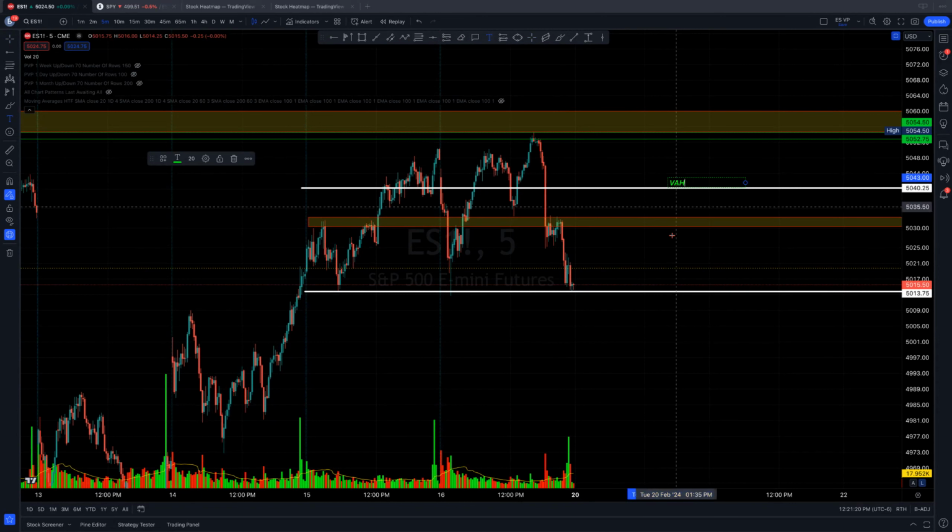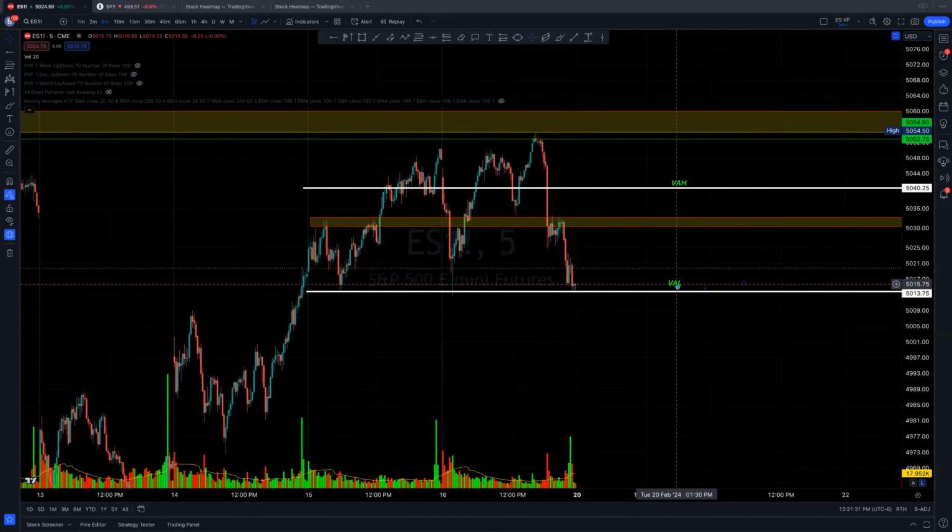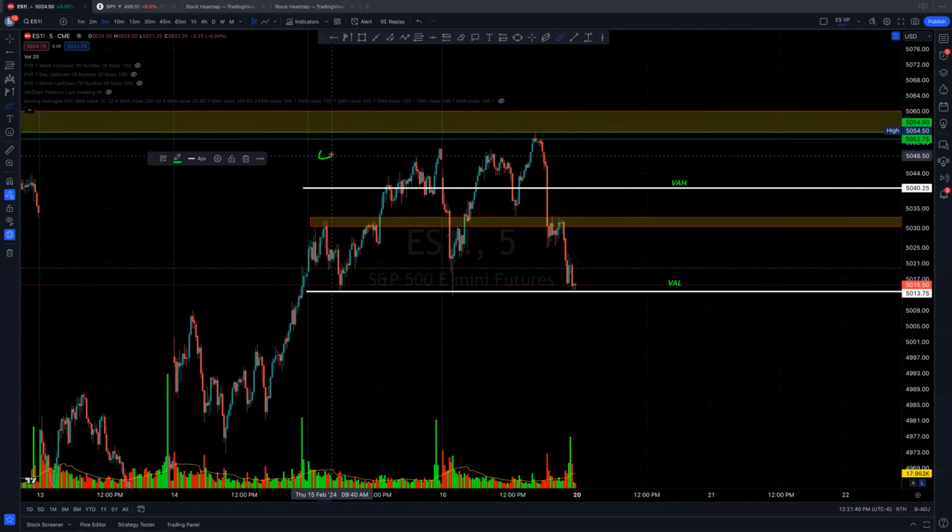Value area high and value area low. So that way we know which one is which. Value area high, value area low from Thursday session. So we're gonna mark this here. This is gonna be from Thursday session right here.